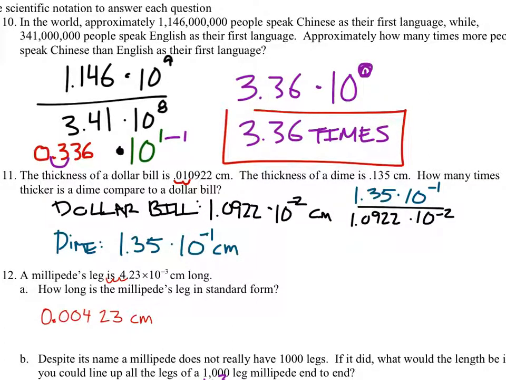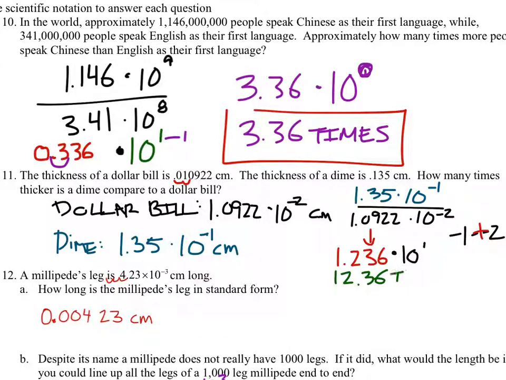So I have this division problem now. And I got 1.3 divided by 1.0922. That gives me a really long decimal, but I'm only going to write a few of the numbers: 1.236. And this is multiplied by 10 to the power of negative 1 minus negative 2, which would be a 1. Because I got negative 1 minus negative 2, that changed the operation to plus. Well, that's how many times bigger it is. If we change this to standard form, you'd have 12.36 times.